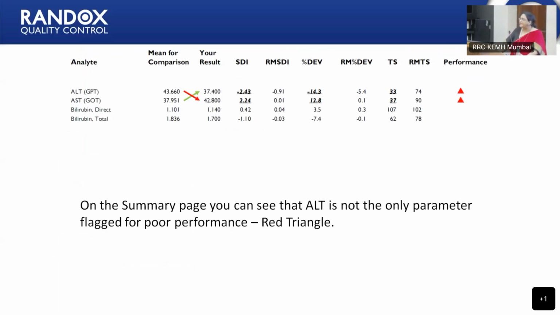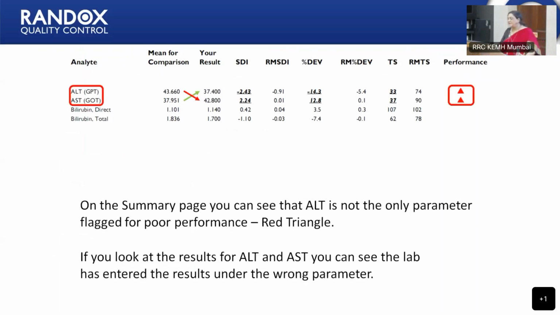It's not only one parameter that is showing the red color triangle. Both parameters are showing a red color triangle. So the values are interchanged in transcription. You can submit the correction for this transcription error to get better performance at the end of the cycle and to get an acceptable certificate for the particular parameter.